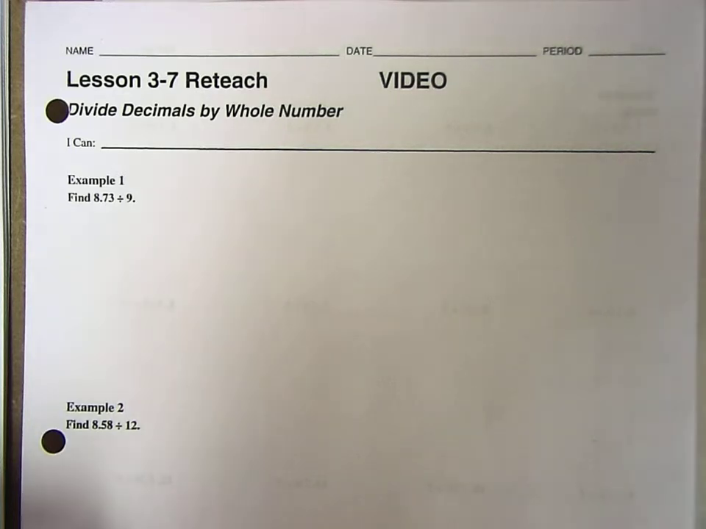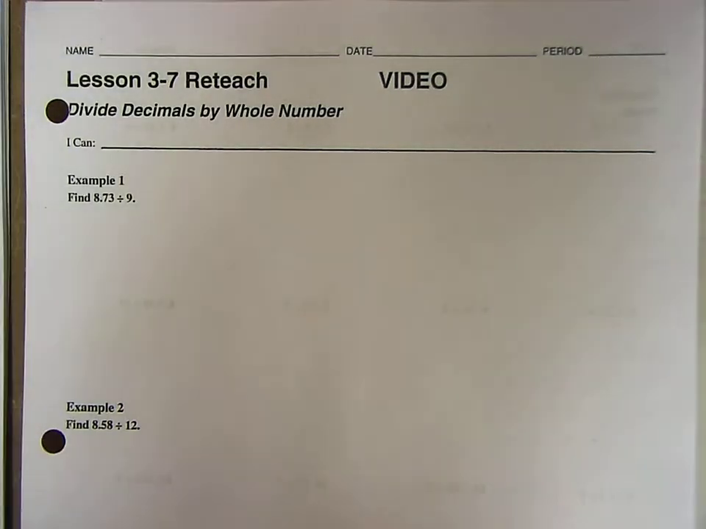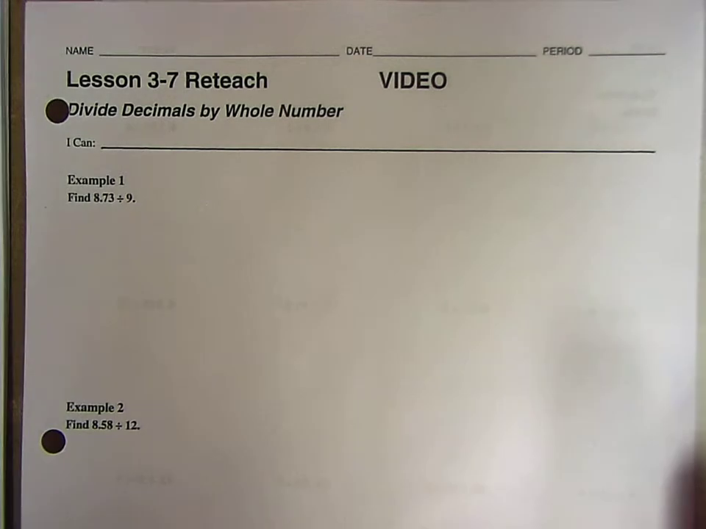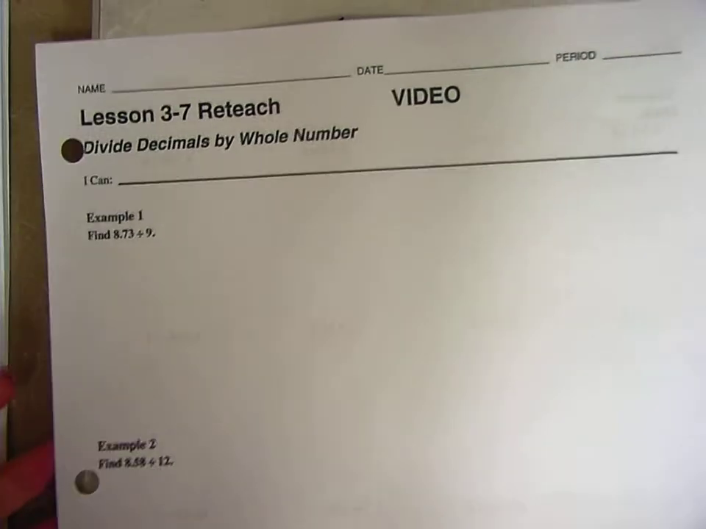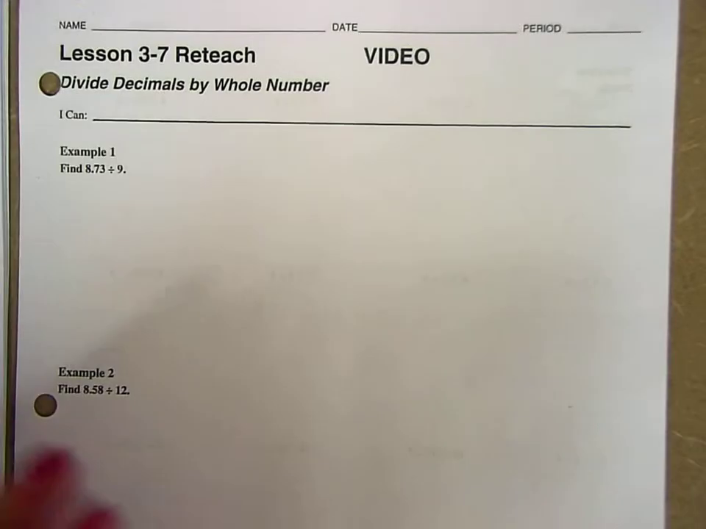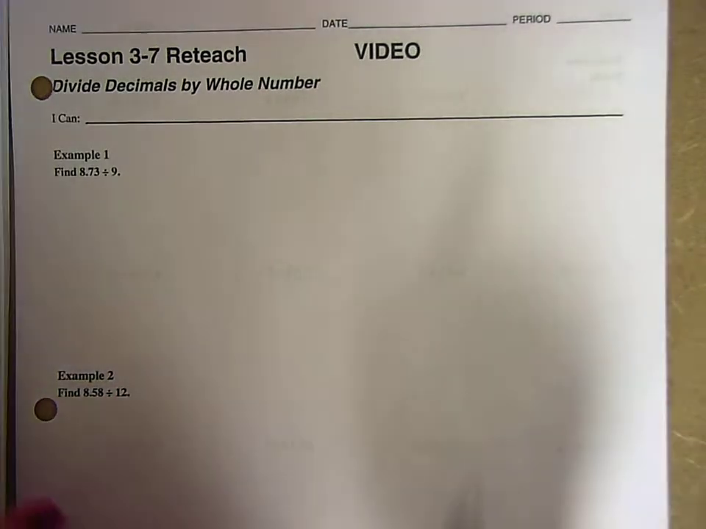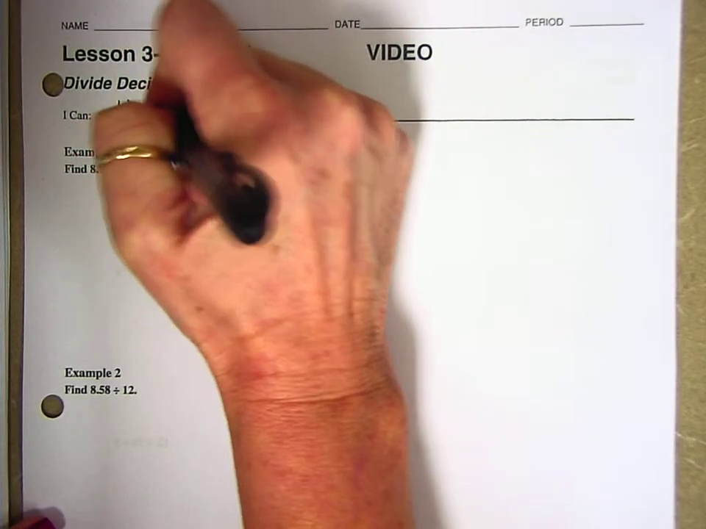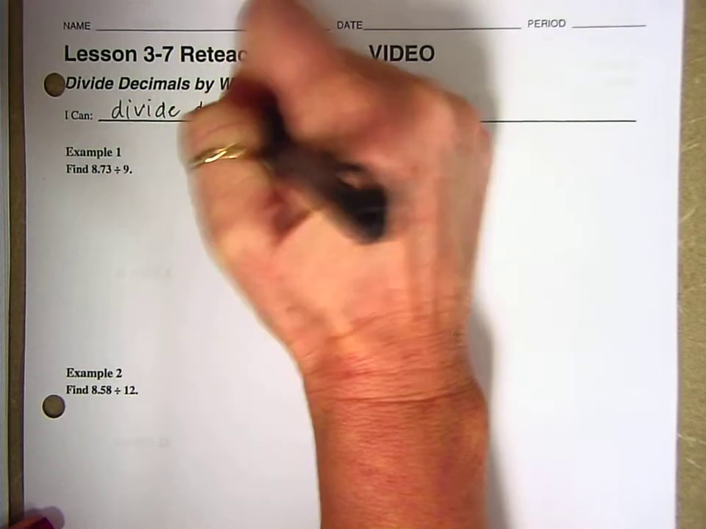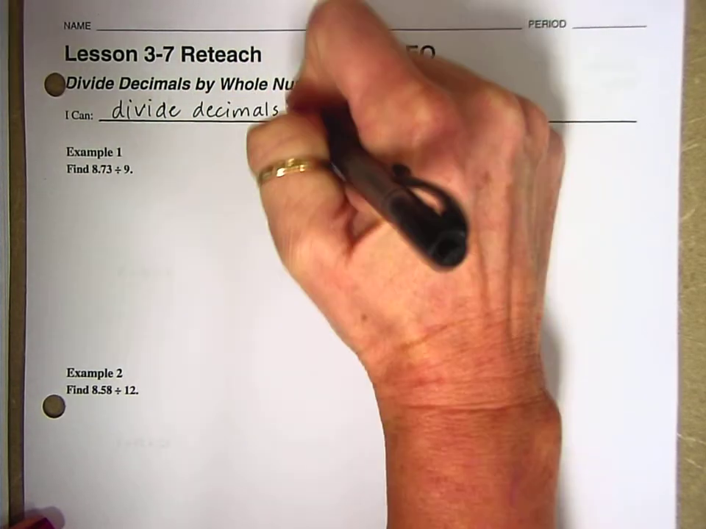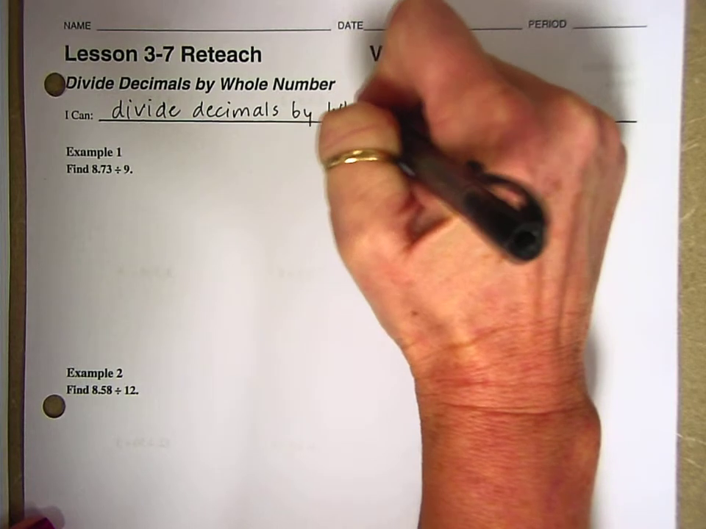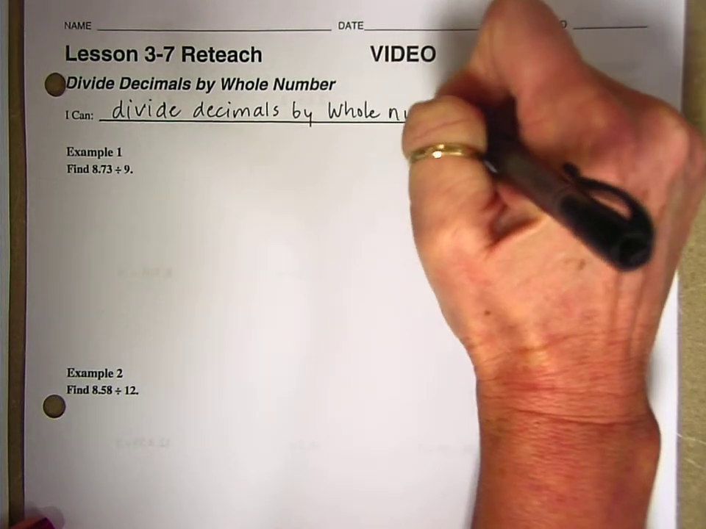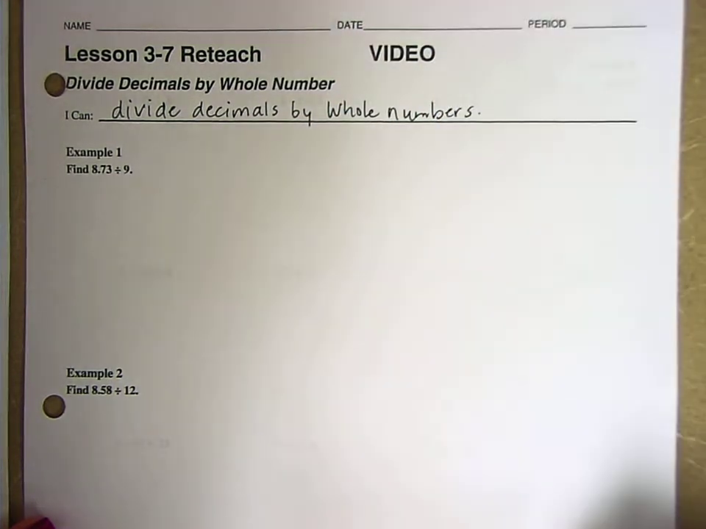All right, sixth graders, moving on in the book to Chapter 3, Section 7. We are talking about dividing decimals by a whole number. That is exactly what our I can statement is. I can divide decimals by whole numbers.